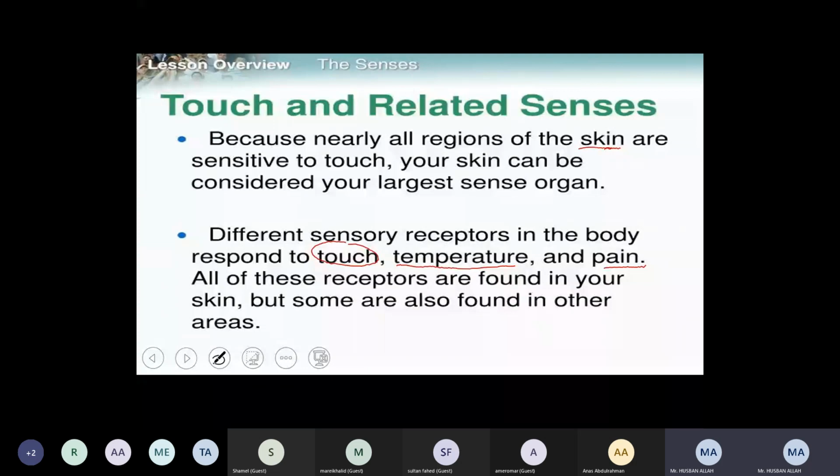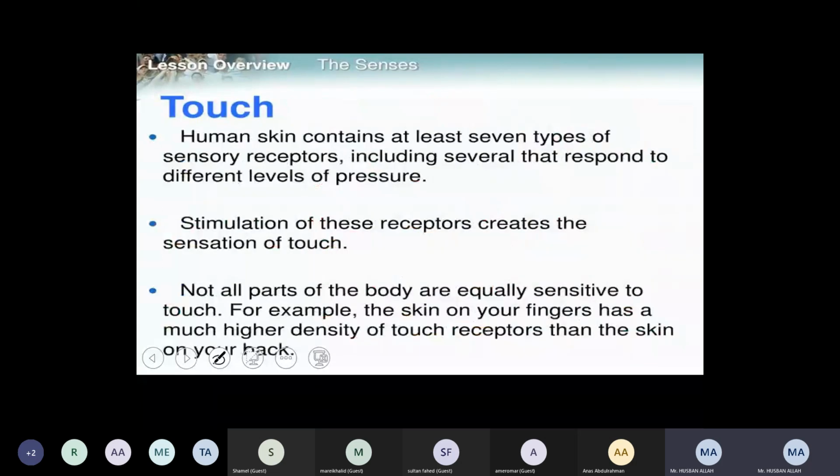All of these receptors are found in your skin, but some are also found in other areas. Only two types of receptors, if we talk about temperature and pain, are present in the skin. But if we talk about the rest of the receptors, the other receptors, in which part of the body are they present? They are present in the rest of the body. For example, if we talk about the chest, where is it present?